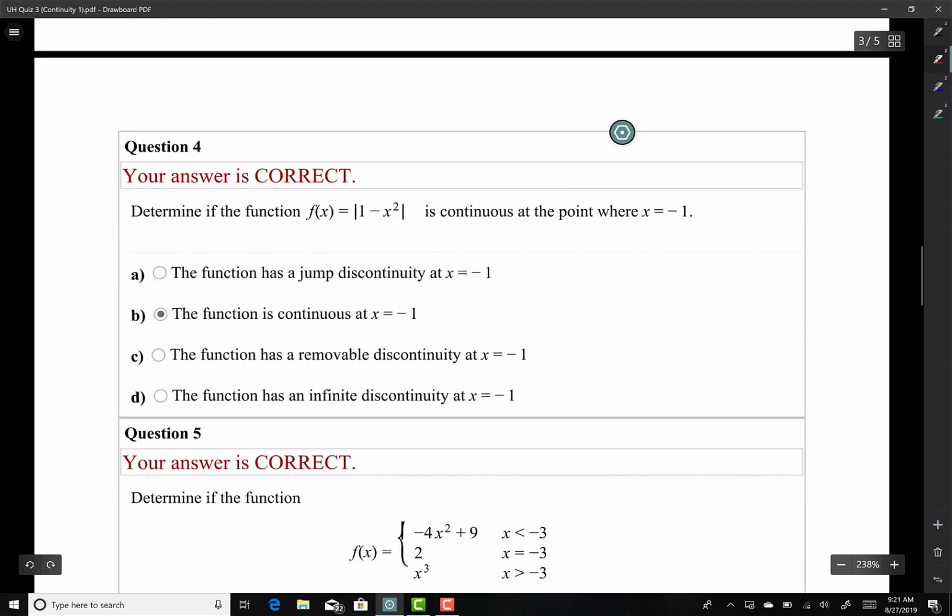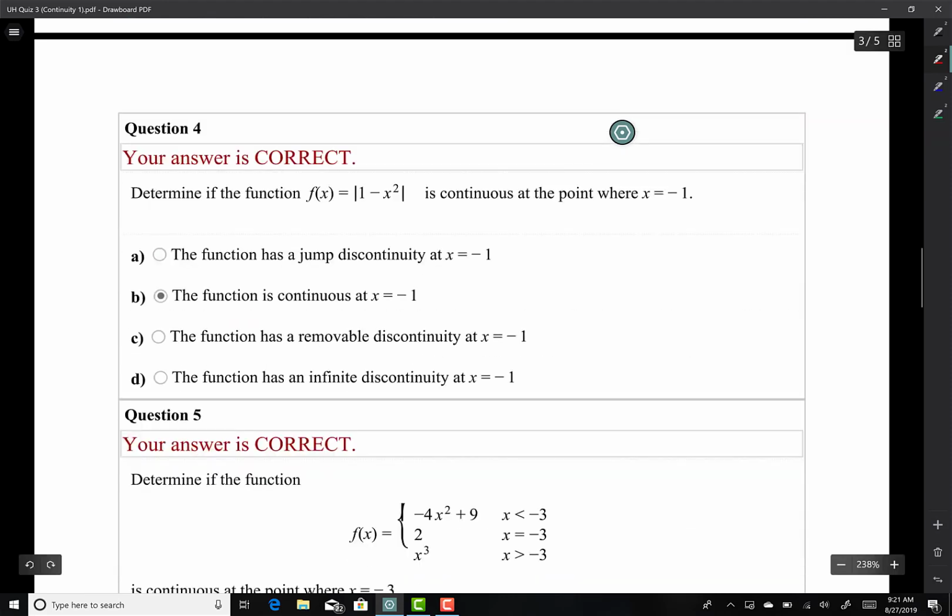Question 4. Determine if the function 1 minus x squared, notice it's not even a rational here, absolute value of that, is continuous at the point where x equals negative 1. Well, it's continuous everywhere. There is not a single x value that would make this discontinuous or make this not exist. So the function is continuous at negative 1.